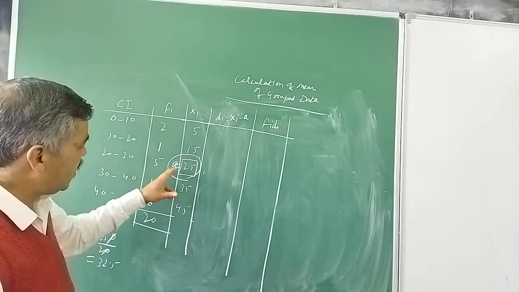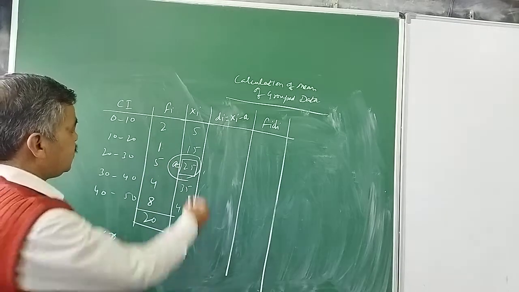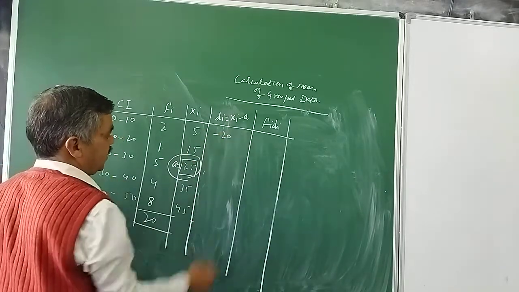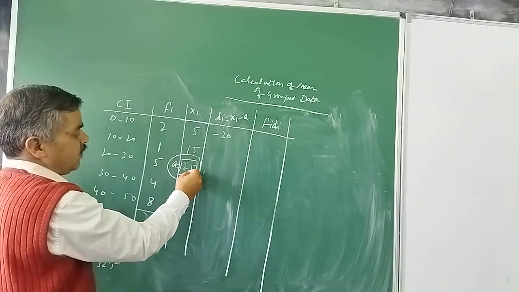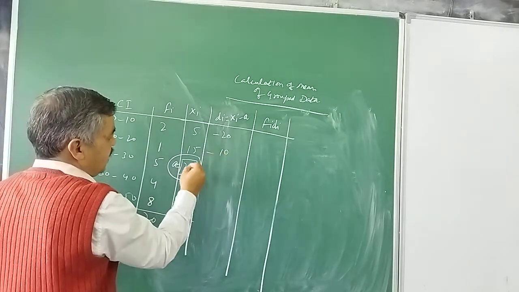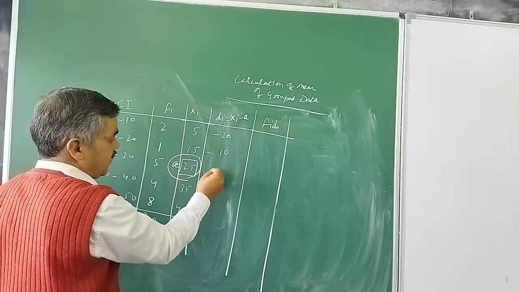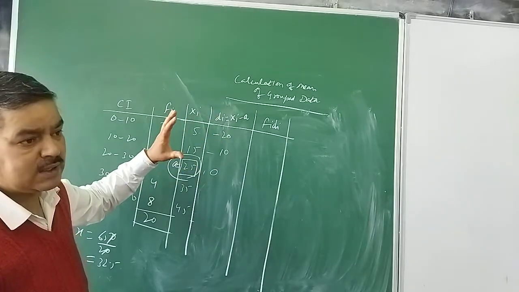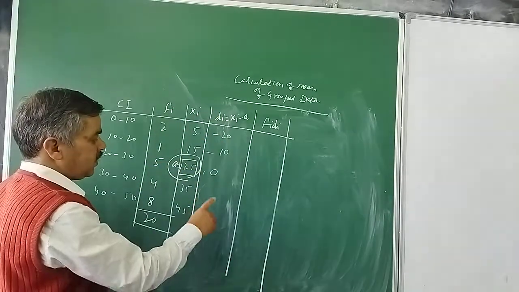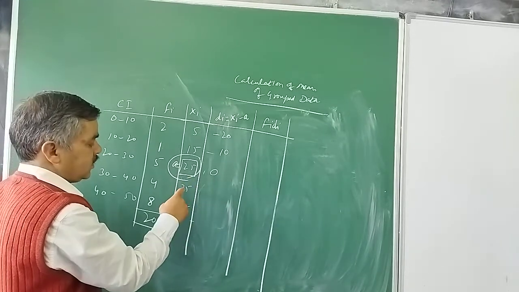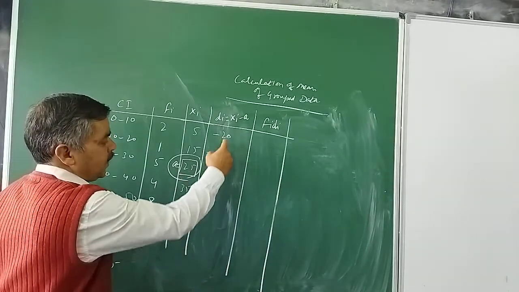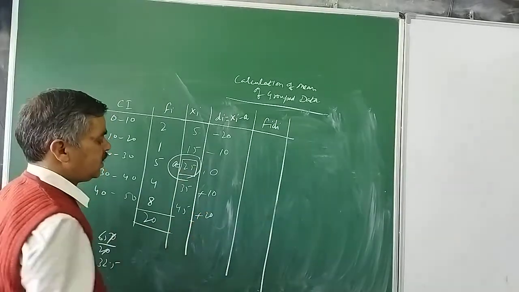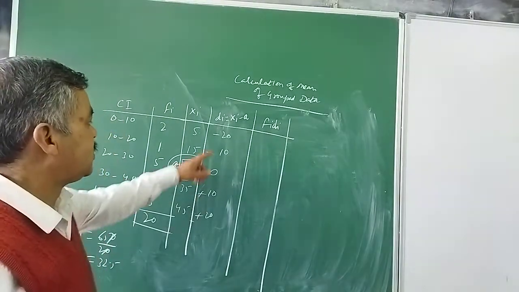Fine. So now, if a is 25, then xi is this: 5 minus 25 will make it minus 20. 15 minus 25 will make it minus 10. 25 itself is the class mark, so 25 minus 25 will make it 0. So above 0 all the readings will be in minus, and below 0 all the readings will now be in plus. 35 minus 25, so whatever comes above will start coming below, but with positive. Then 45 minus 25 will be plus 20. So this is di now.